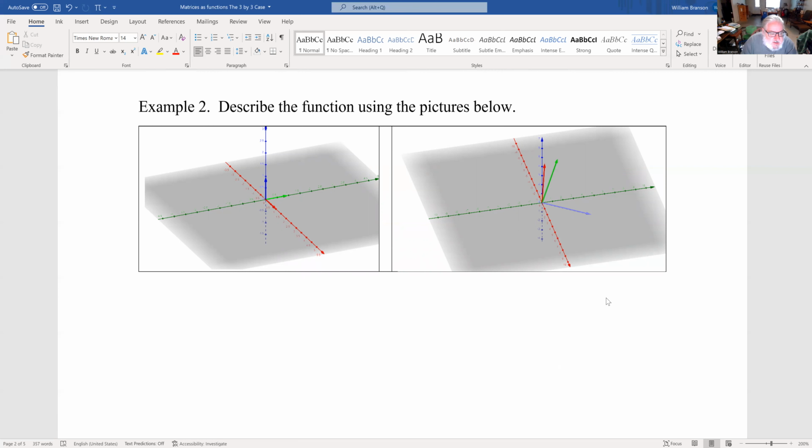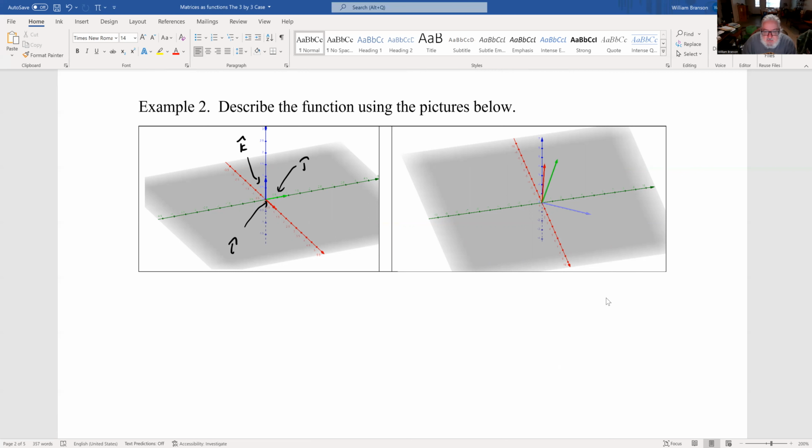This red vector here is i hat. It's 1 unit in the x direction. So the red line is the x vector. j hat is the green vector. And then the blue vector is k hat, which is the unit vector in the z direction. So this is a basis for all of 3-space. And what we've seen is that once we know where these 3 things go, then we know where everything goes.